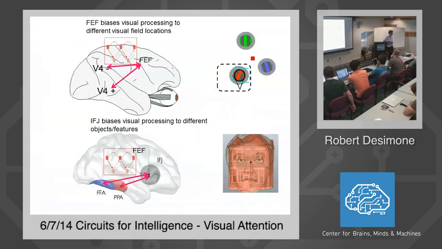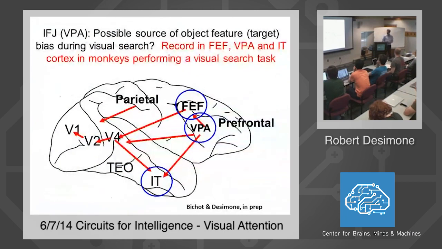Is there an obvious candidate for a homolog in the monkey brain? Yes, we think so. In the last few minutes, I can tell you about what we think is the homolog in the monkey brain. It's an area that we've started calling the VPA, or ventral pre-arcuate, which in the monkey is immediately in front of the frontal eye field. We have started recordings in this area, and unfortunately, we don't have the same experiment as we have in people, so you can't do a direct comparison in the same task. That's just how life works.